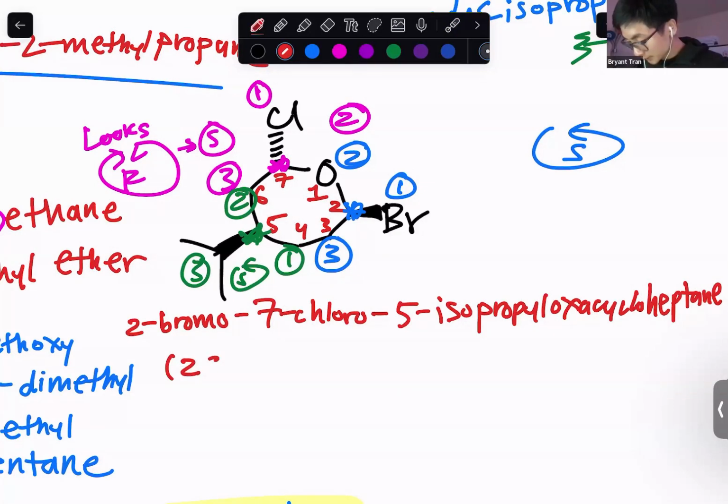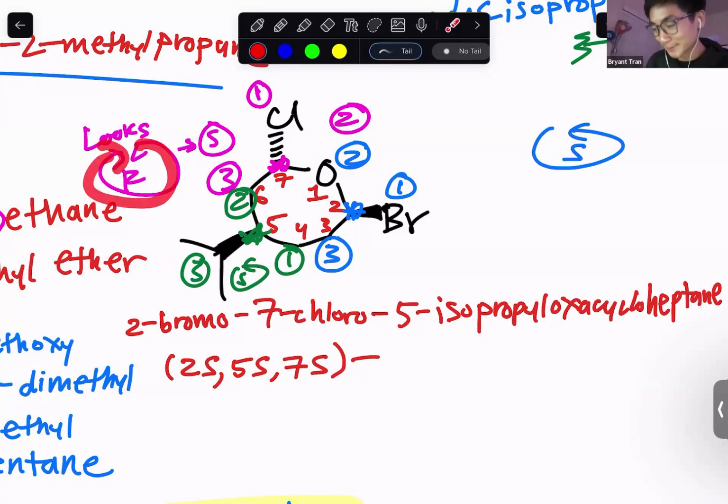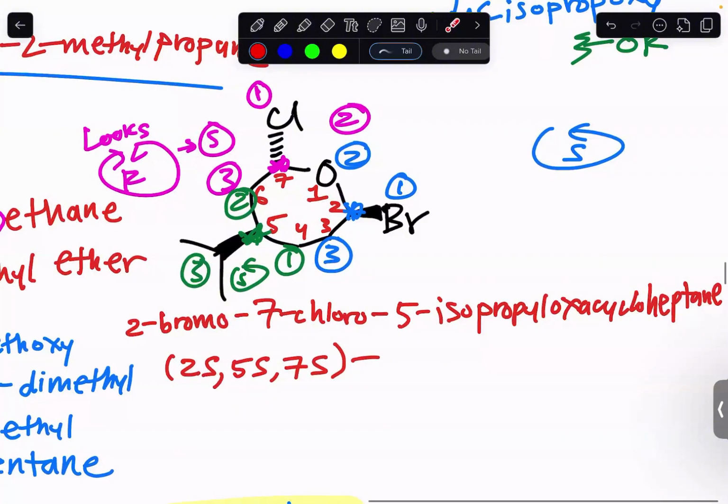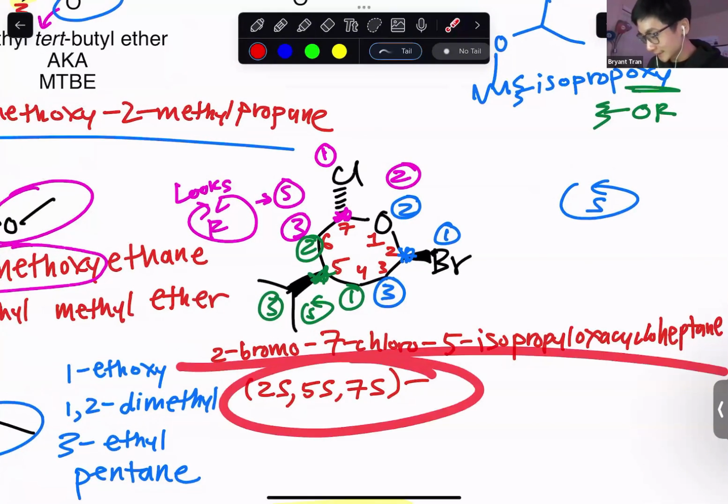So it would be 2S, 5S, 7S. Oh, so it's all S's here. I did not intend to make it all S's, but it has to be all S. Triple S. Well, one of them looked R, but we flipped it to S, because I made it a dash, and that made it flip to S. That's good. So that is probably overkill on nomenclature again because it's so long.